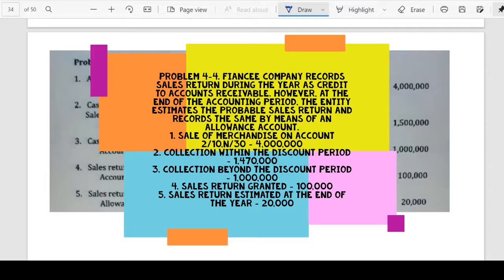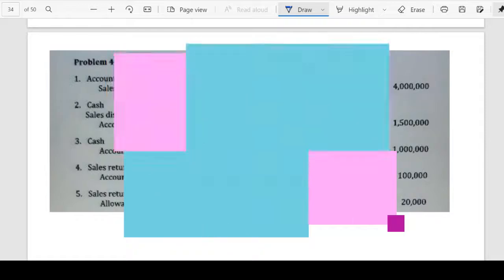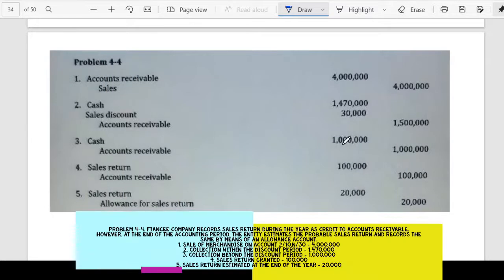The following transactions occurred in summary form. So, you have sales of merchandise on account. So, you're going to prepare the entry. So, that's accounts receivable, credit, sales.